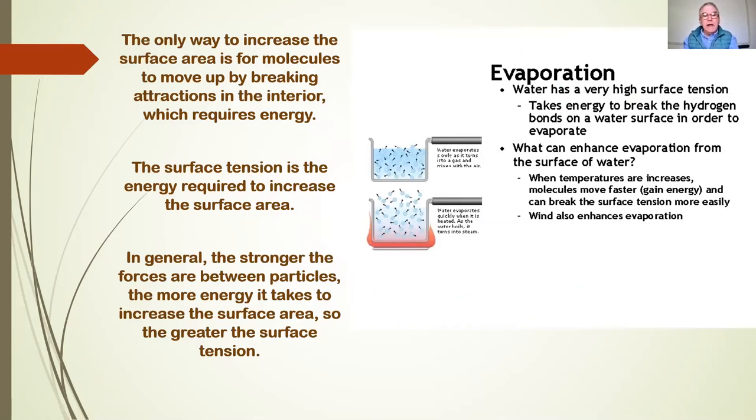The only way to increase the surface area is for molecules to move up by breaking attractions in the interior, which requires energy. So now we're talking about breaking surface tension. How do you do that? The only way that can be done is by injecting energy into the system. And in this case, the system is the liquid. Surface tension is the energy required to increase the surface area.